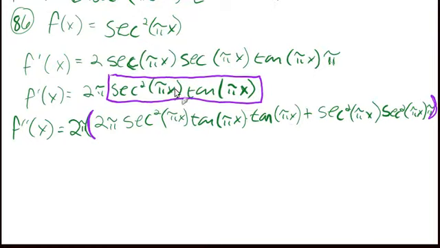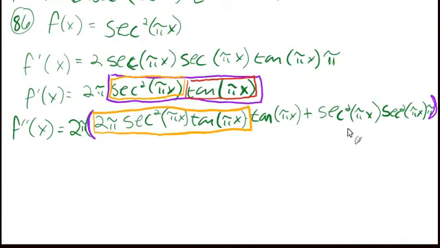Let's just do a few things. This here is this function. Its derivative is all right there. This one, we took the derivative of it, and that is right here. Okay, using the product rule.